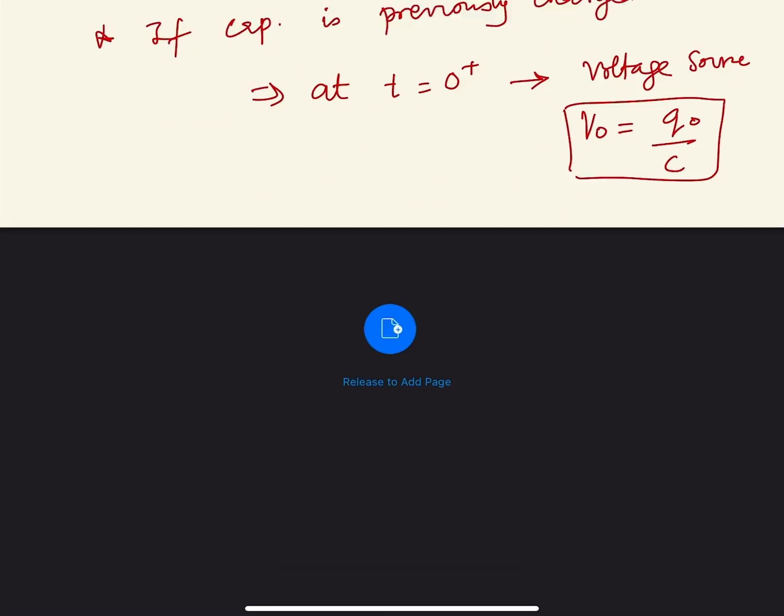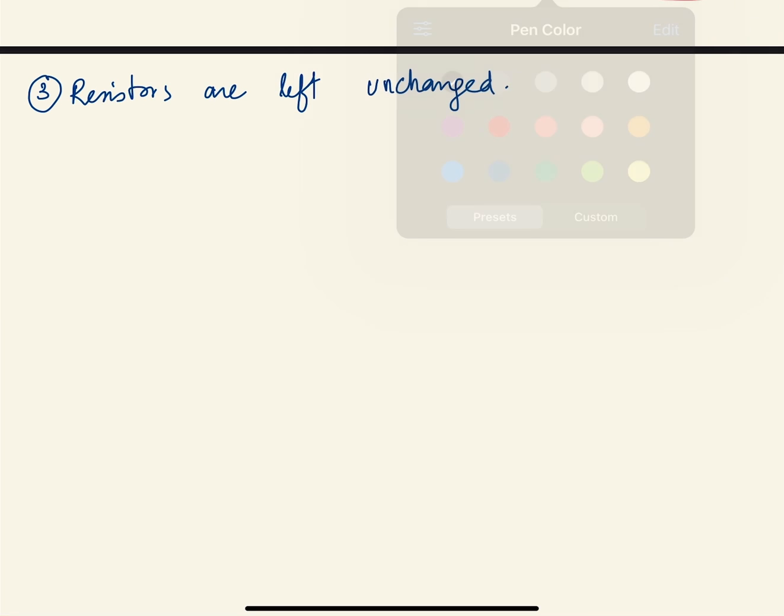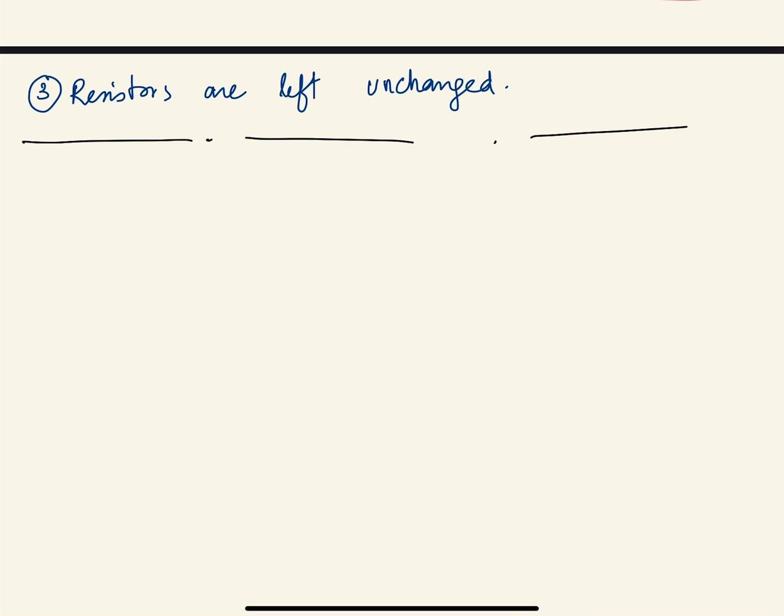And rule number three, for the resistor: resistors are left unchanged. Okay, so in any circuit, wherever you have resistors, they will always be left unchanged. Now let's take a look at some simple circuits to understand how we proceed in solving circuits. We have already gone through some examples, but this is very important and you must understand this before we proceed.